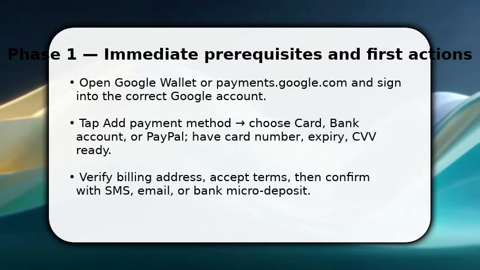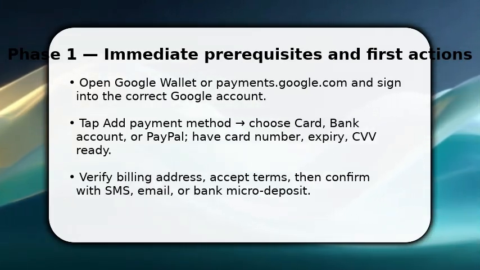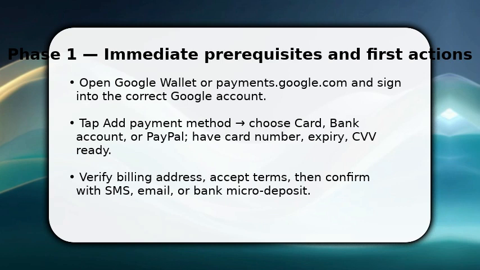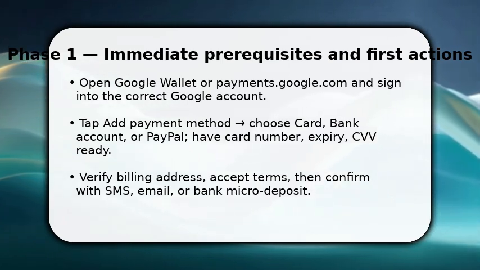You begin by adding the payment method you intend to use. Open Google Wallet or Payments.Google.com and sign into the account that will be billed. This prevents duplicate methods. Once signed in, tap Add Payment Method and choose Card, Bank Account, or PayPal.